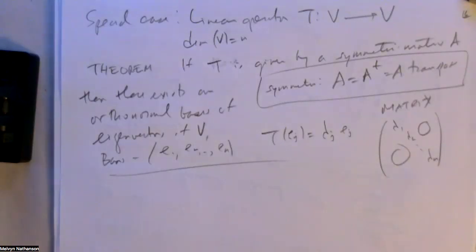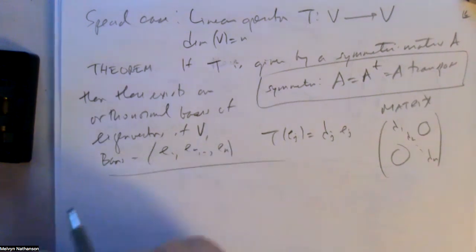So this is really very beautiful. If you have a symmetric linear transformation or a symmetric matrix, there always exists a basis with respect to which the matrix is diagonal. The scalars down the diagonal are the eigenvalues of the matrix. And then you understand this linear transformation completely.